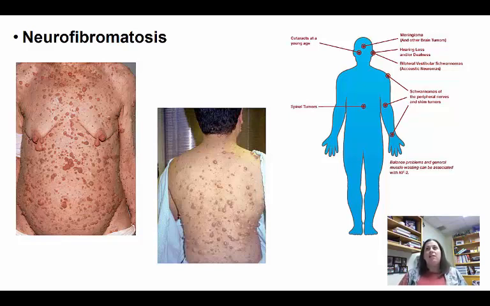We also see individuals who have this issue could potentially deal with things like cataracts. They could also have balance problems. They could end up having ADD and speech issues, depending on if there are tumors in the brain. So this can potentially cause some major problems, but a lot of times the issues that are seen more are going to be these lesions on the skin, these growths on the skin.